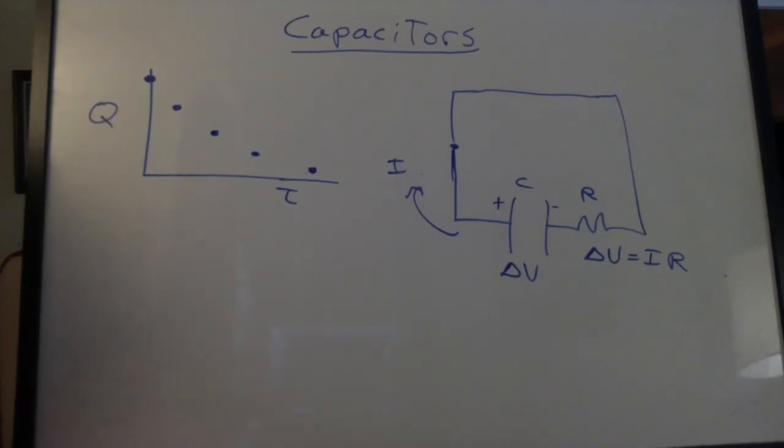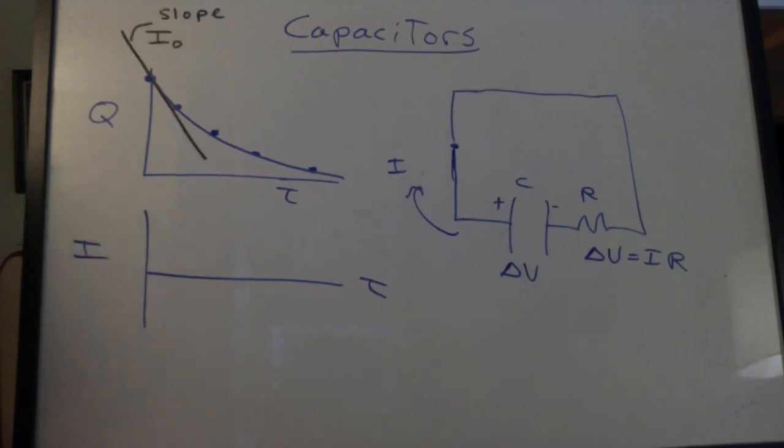To lose a certain amount of charge, it will now take longer and longer because there's less voltage on the capacitor. Well, what will the graph of current versus time look like? Think of current as the slope of the charge graph. But now the slope is negative.